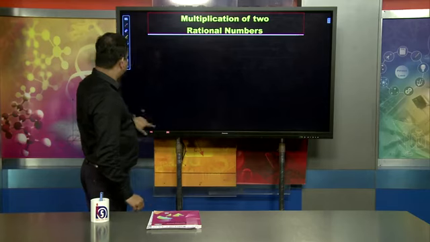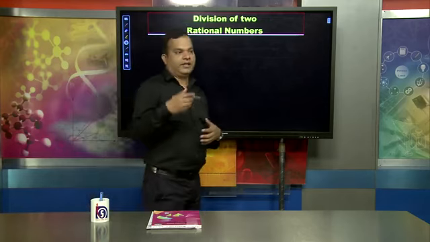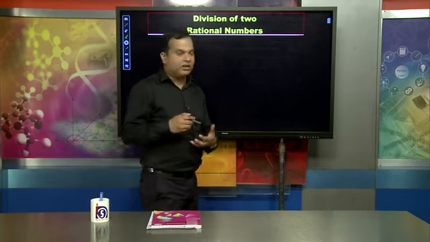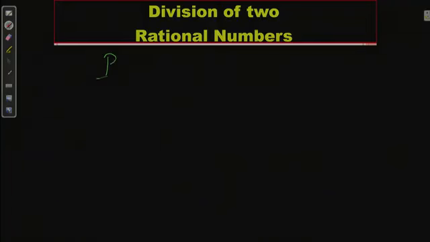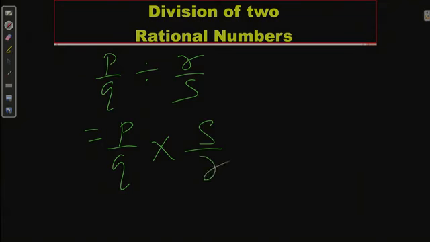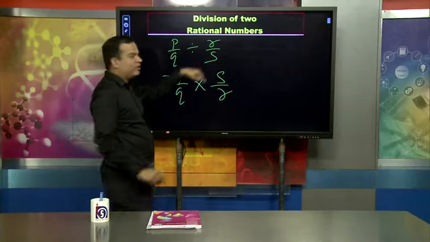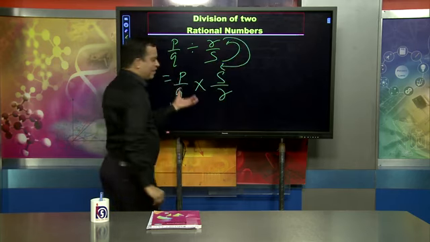Now another important concept is division. Division, you know, is the reciprocal of multiplication. For example, suppose P by Q divided by R by S. So I can write P by Q multiply with S by R. In the second case, the denominator becomes numerator and the numerator becomes denominator. That happens, and then you multiply them with each other.